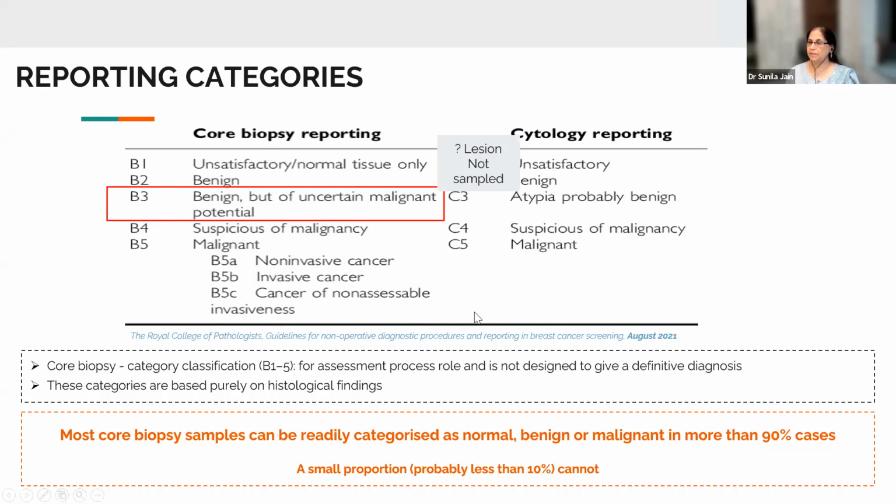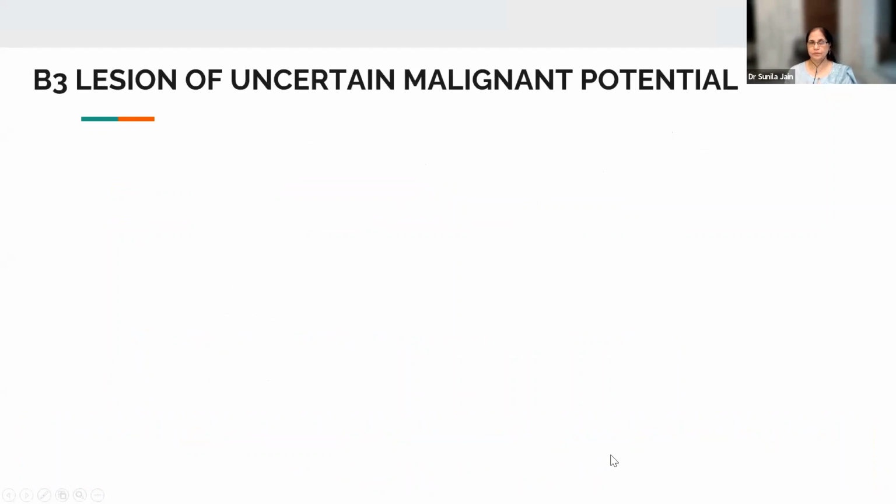So these findings are purely based on the histopathological findings, whatever findings we are seeing in the tissue submitted. It is not appropriate that if the radiology people have mentioned that this is a B5 score, then we need to put that on. So it should be based only on the histopathology findings. And most of the core biopsy samples which we receive are clearly categorized into normal, benign, or malignant, more than 90%. However, a small proportion can be difficult.